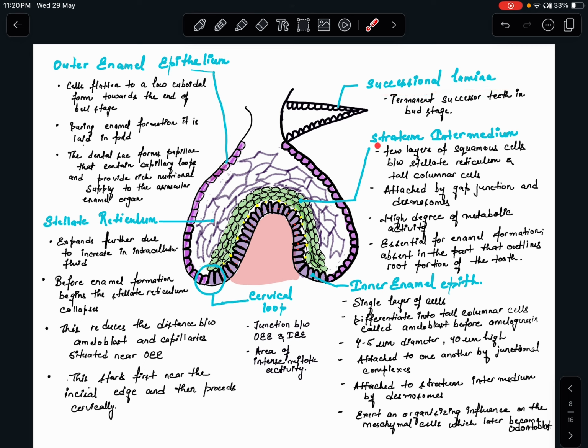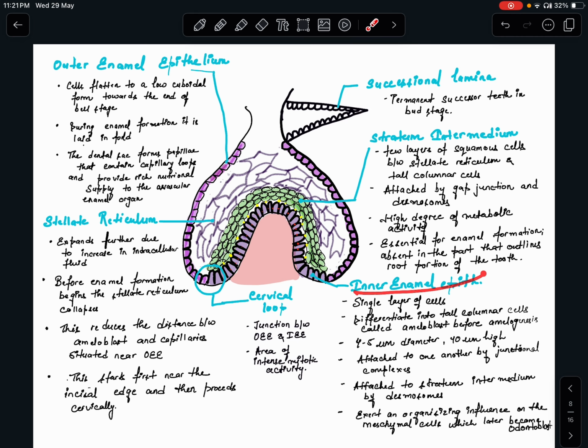Now there is this new layer called stratum intermedium. Okay, this layer, it is a multi-layered structure. It is formed over the inner enamel epithelium, and what does it do? So it has a very high degree of metabolic activity and it is essential for enamel formation. So that is the main function. It is essential for enamel formation and it is absent in the part where enamel is not formed, that is the root. So it is absent in the root portion.